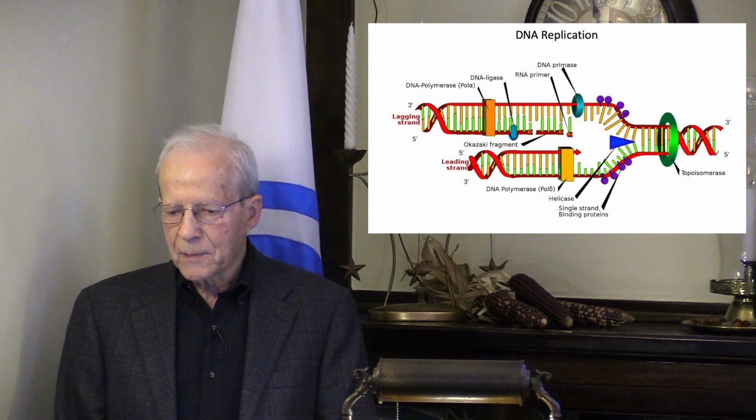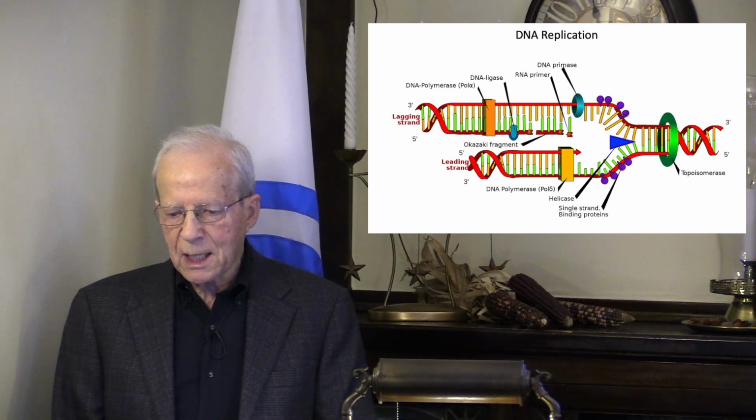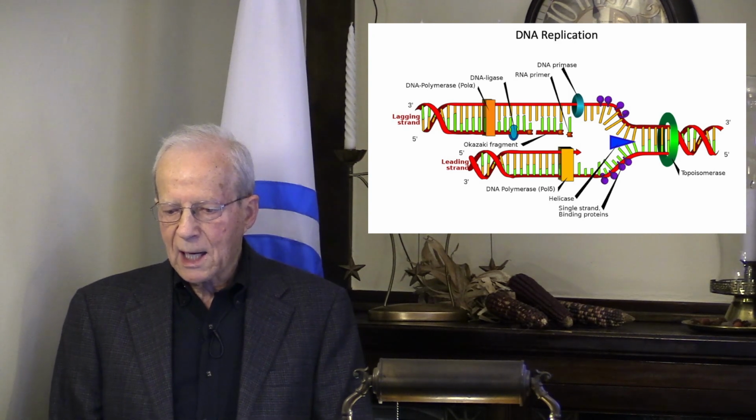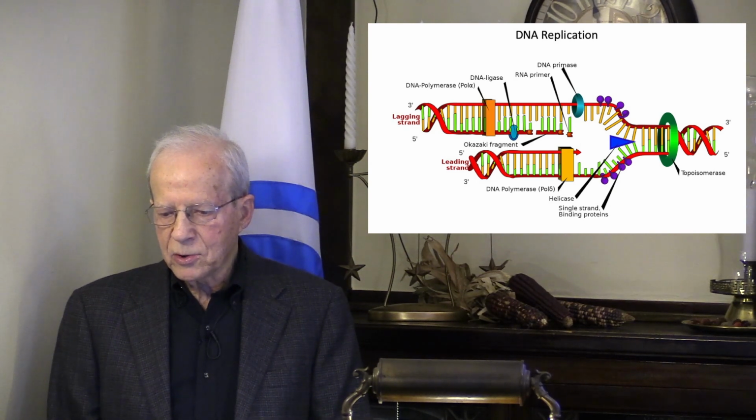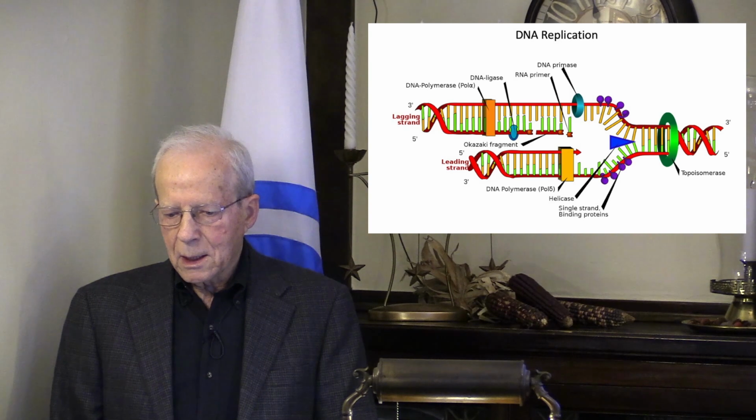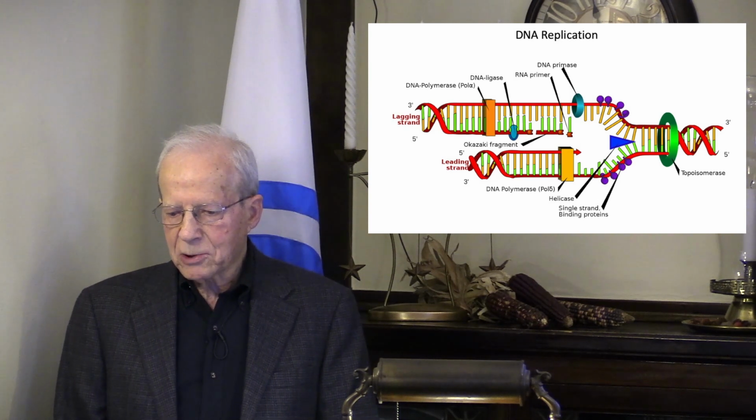Since the 2 strands of the double helix molecule are anti-parallel, the DNA polymerase can grow the new strand only in the 5' to 3' direction, duplicating the leading strand without interruption.